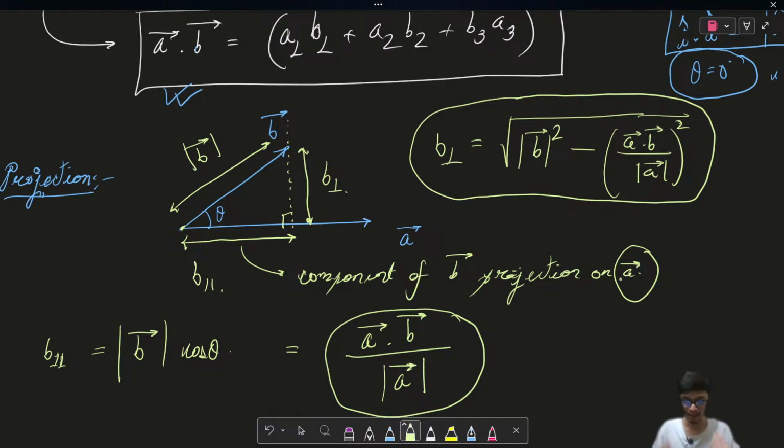So in our upcoming class, we're going to discuss some of the important problems on vector dot product or scalar product, right? And then we're going to start with our discussion of the idea of cross product, right?